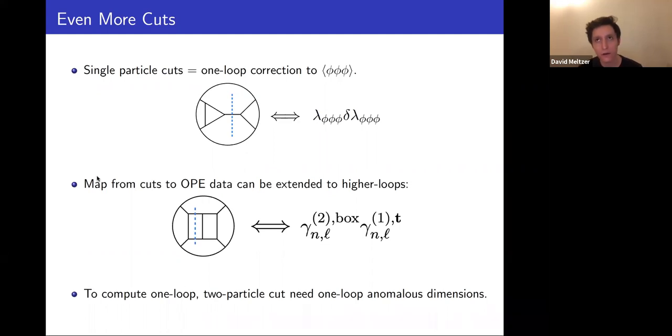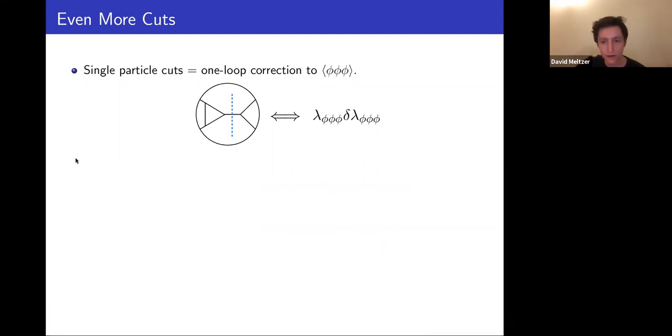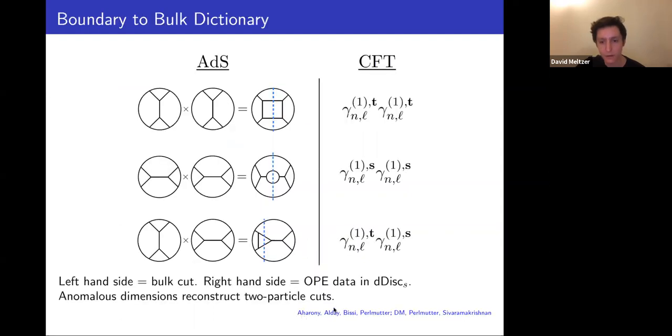Right. So there has been some work on understanding divergences in non-renormalizable theories in AdS. This was done in the Aharony, Alday, Bissi, Perlmutter paper, where they related loop divergences to how these anomalous dimensions grow when I take little n large. And there's some intuition that that limit corresponds to high energy scattering.